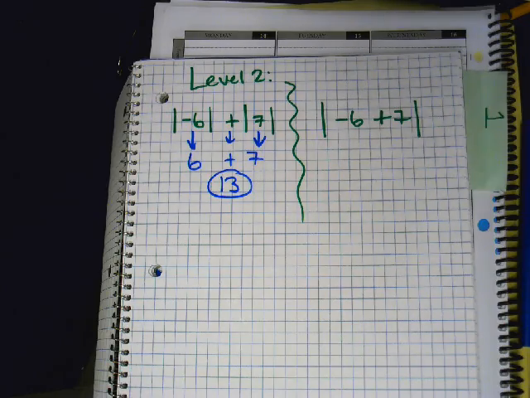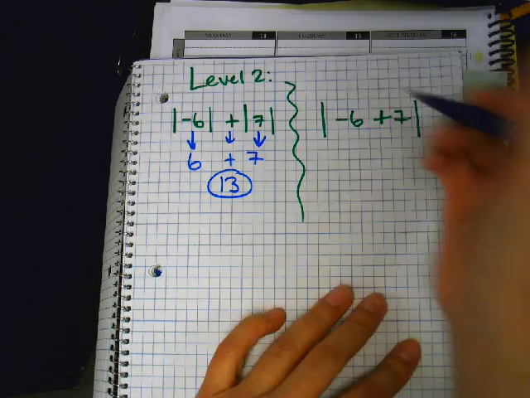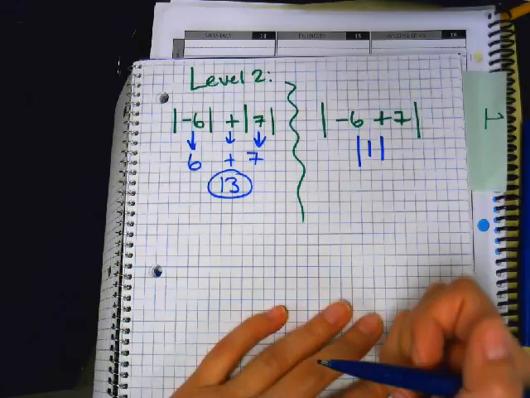This is what you just practiced, right? Dropping them individually. Now, this one looks different, and you will get a different answer. Because they're all in one set of bars, kind of like one parenthesis, we're going to do the problem without doing the absolute value yet. So we do the problem like parentheses. Do the problem inside. What's negative 6 plus 7? 1. Now, what's the absolute value of 1? 1.